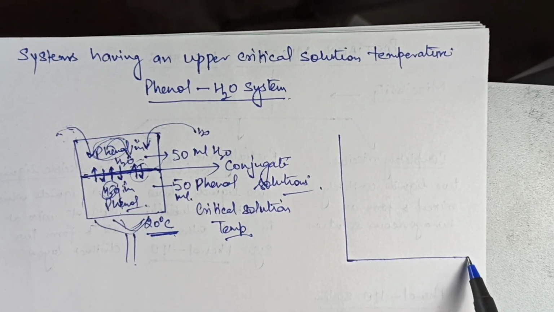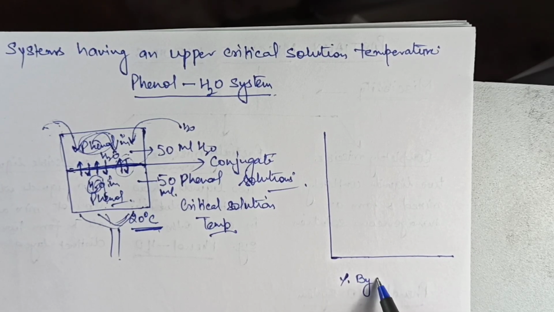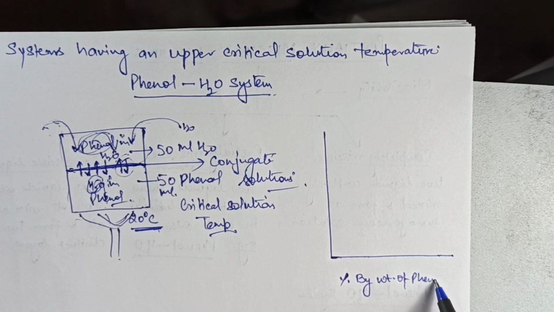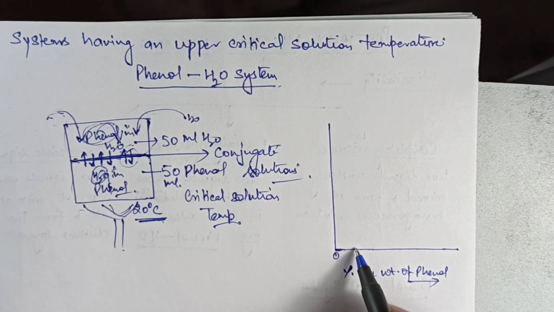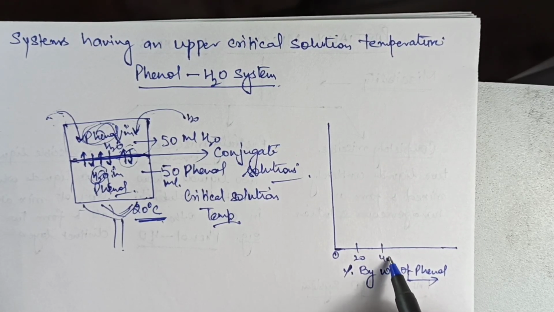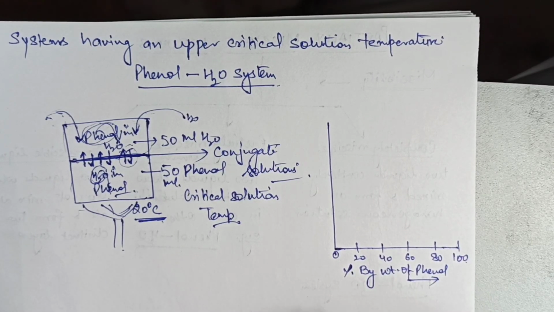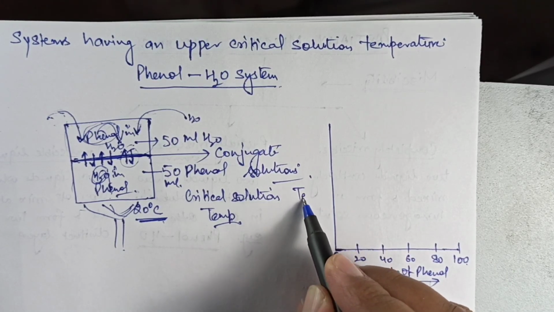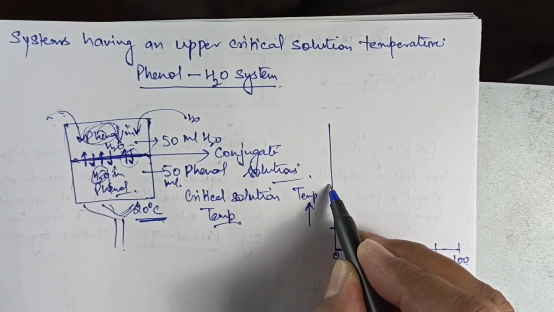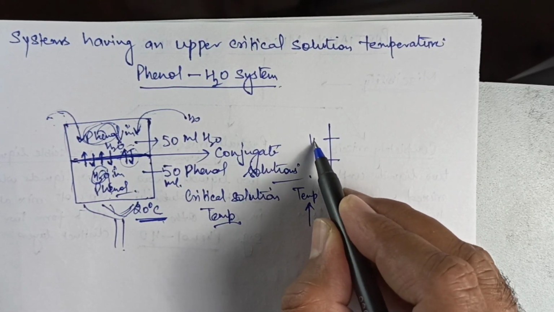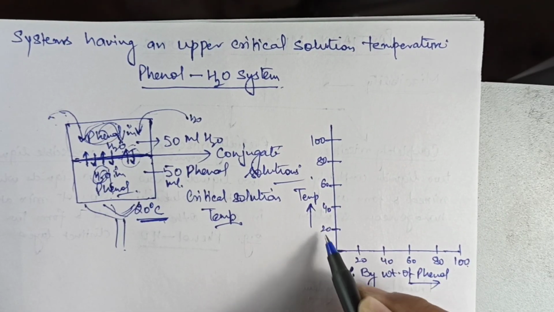Here I am writing the percentage by weight of phenol which is going to increase on this side. Okay, let it is a 0, it is a 20 here, 40, 60, 80 and 100. Okay, and in this side I am writing the temperature. This 20, 40, 60, 80 and 100.